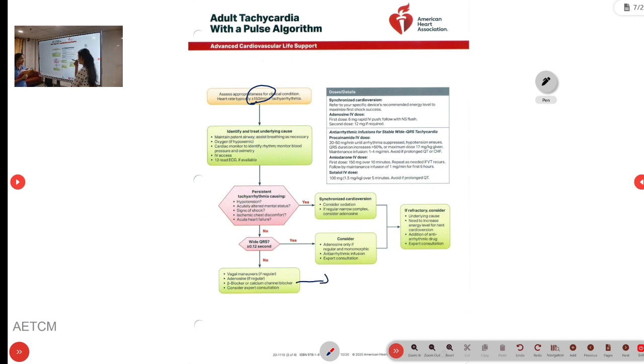So what calcium channel blocker can you give? Diltiazem or verapamil. How much will you give? So we can give diltiazem or verapamil.